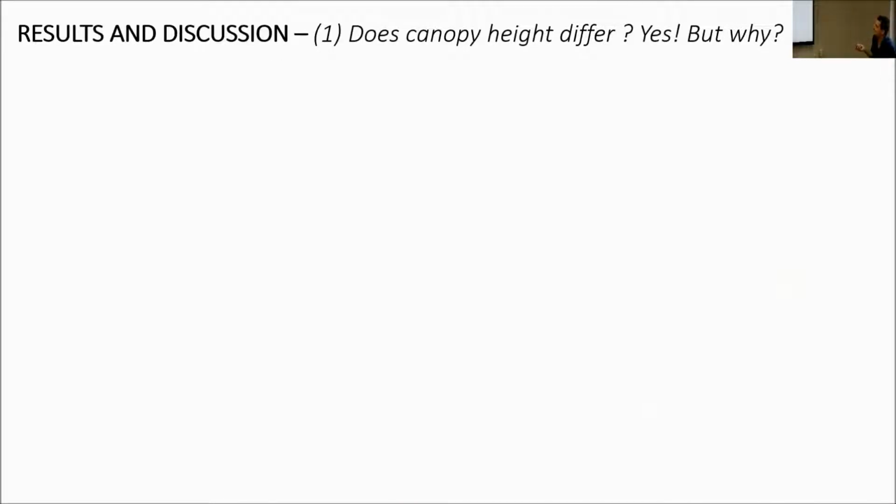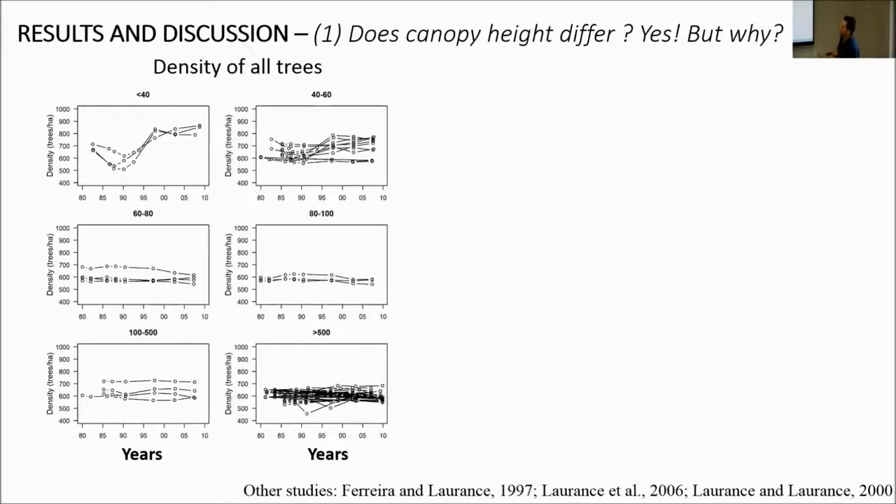And why did it happen? Okay, we already discussed that. Basically, each graph here is a distance to the edge, okay? Here, it's less than 40 meters distance to the edge, then 40 to 60. It's a sequence of distances to the edge. And each line here is one plot, and the history, the ages: 1985, 1990s, 2000, 2005, 2010. These are the years, and this is what happened with the density of trees in the history of the plots.